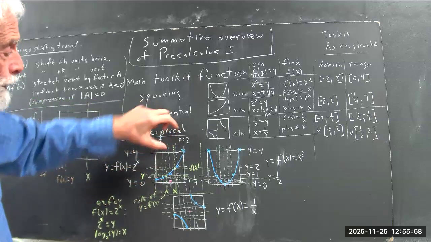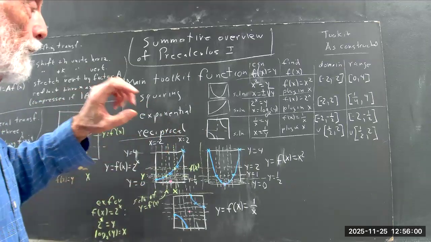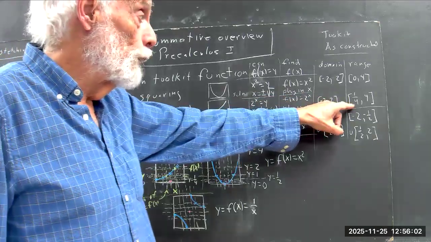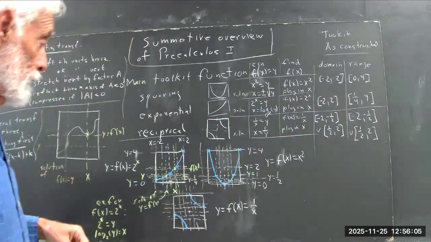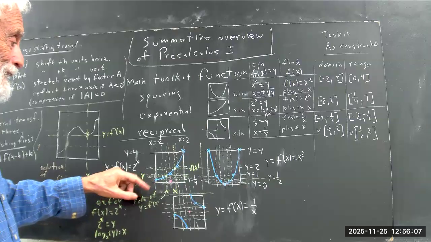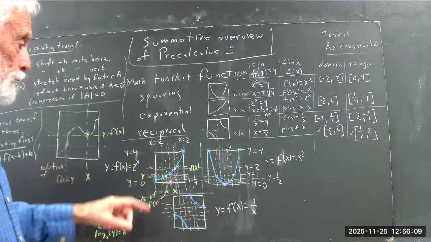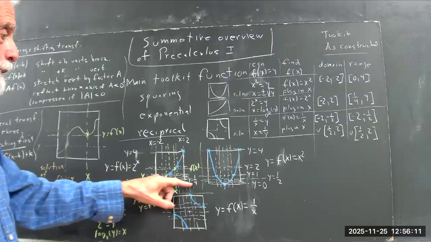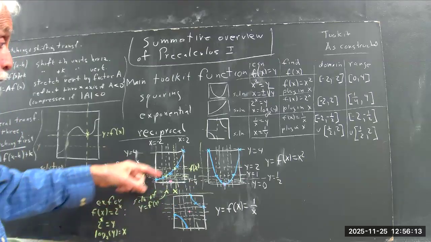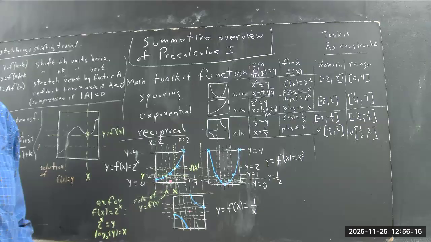Okay, well, graphing within this rectangle, the domain is -2 to 2. The range is 1/4 to 4. Because again, when x is between -2 and 2, you don't have any y values less than 1/4. But you do have them all the way up to 4.